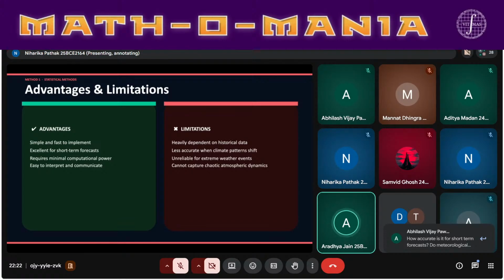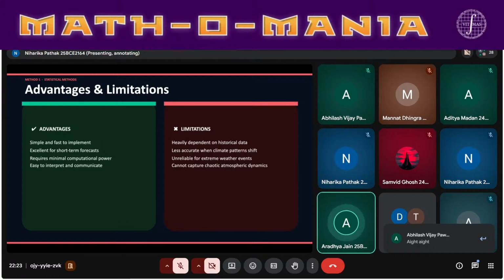How accurate is it for short-term forecast? Do meteorological departments in India still use this method? Well, no. I will be discussing that later on: which method we use, and what method is something we would like to use. So yeah, just buckle up. I will tell you about everything, right?